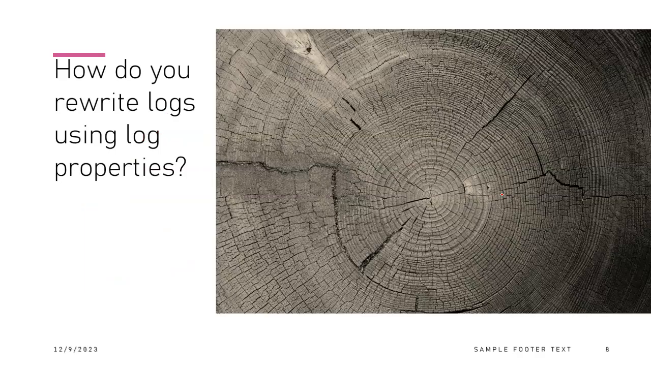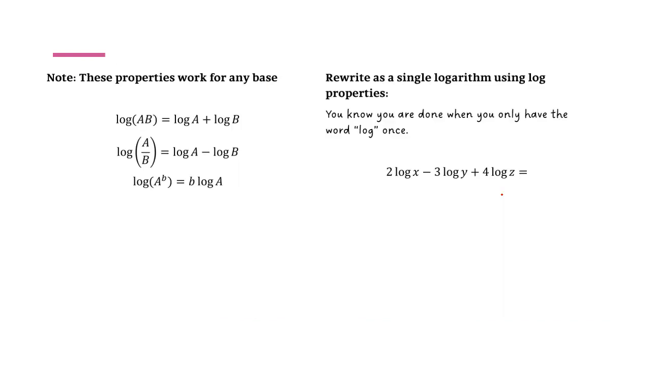The next section is about rewriting logs using log properties. The way we use log properties, there are 3 of them. If I add exponents, that's because I was multiplying. So when I'm doing this multiplication property for logs, it's because logs are exponents. We add exponents when we're multiplying. Same thing for division. We subtract exponents when we're dividing, so that's why that division turns into a subtraction.